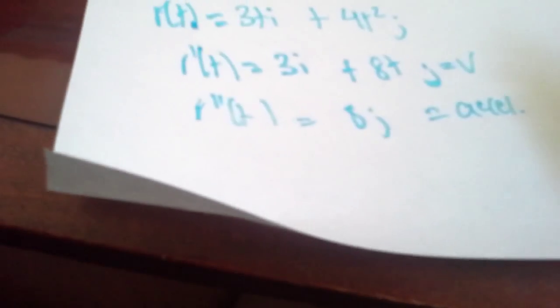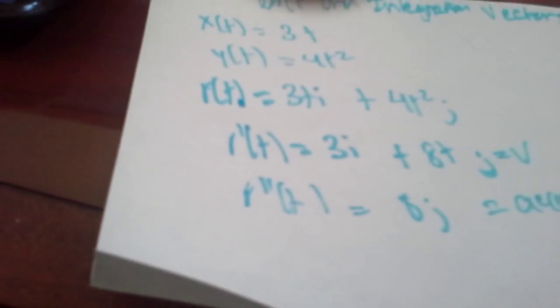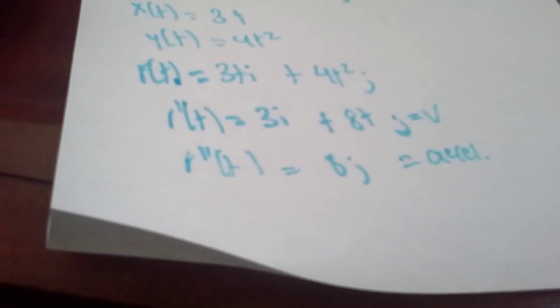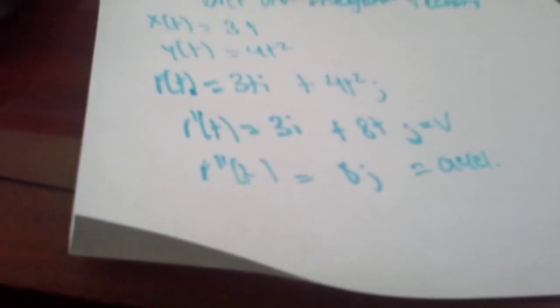And if we end up taking the derivative again, we end up getting 8j, and this is the acceleration formula. So to take the derivative of the position formula once, you get the velocity formula. If you take the derivative of the velocity formula, you get the acceleration formula.